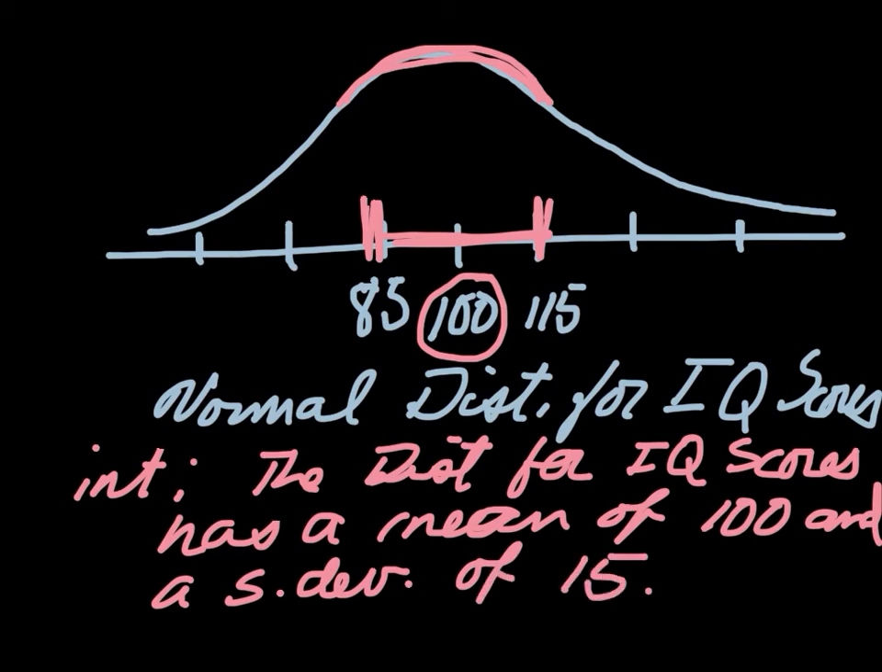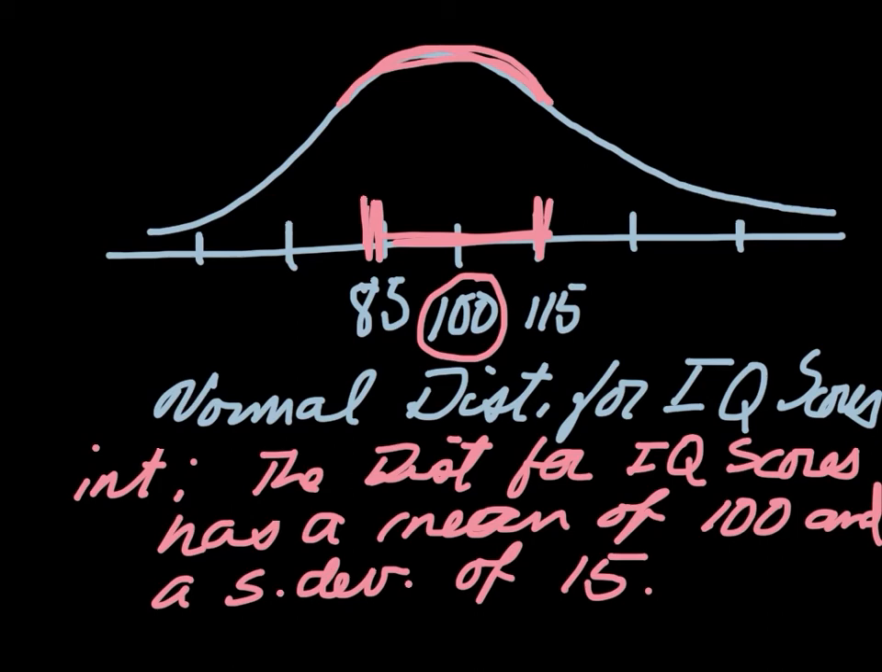All right. Now, intelligence scores don't have units, but say this was heights of redwood trees, then you would say the mean is 100 feet and the standard deviation was 15 feet. Okay? So some things have units, some things don't. So always remember the units. So that's the first interpretation.